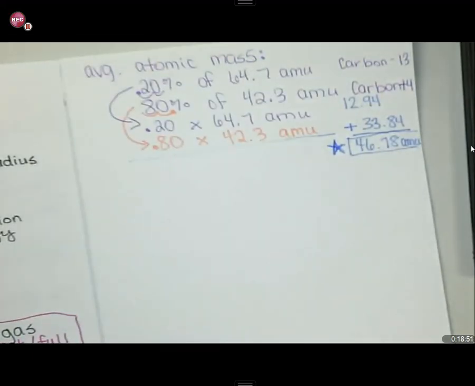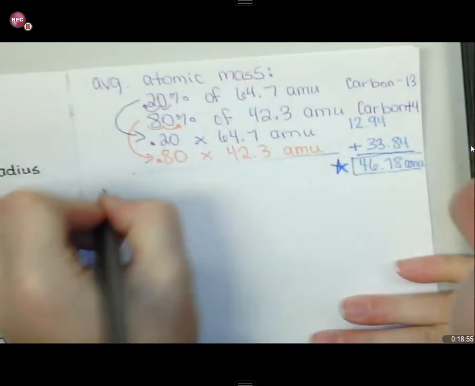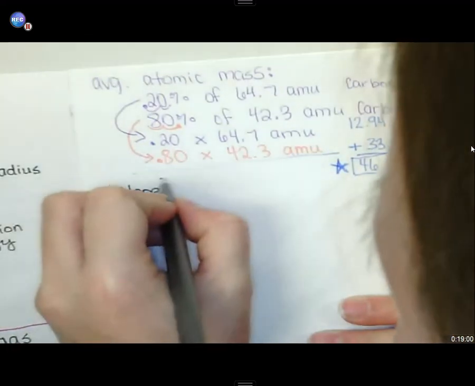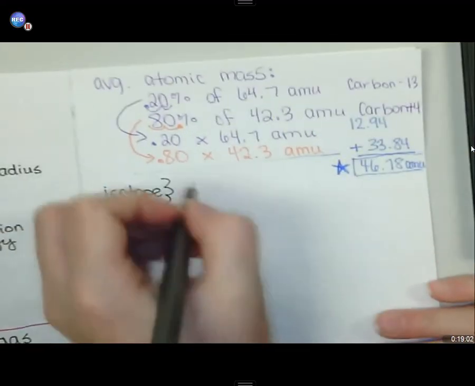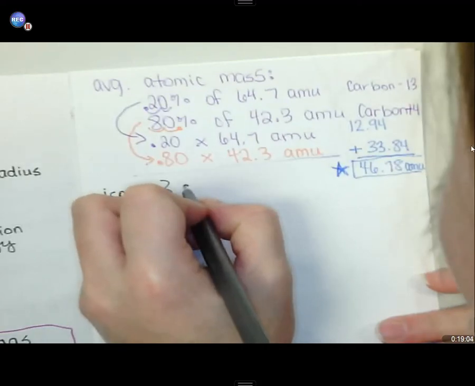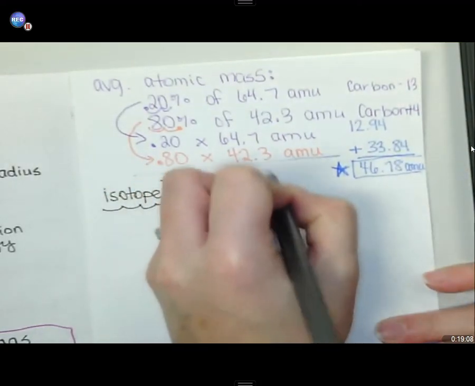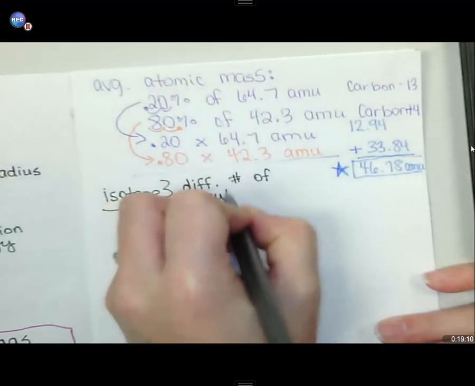All right, next thing that you need to know, I know we've got a lot to go over on this one, is the isotope. Isotopes have a different number of neutrons compared to the regular atom.